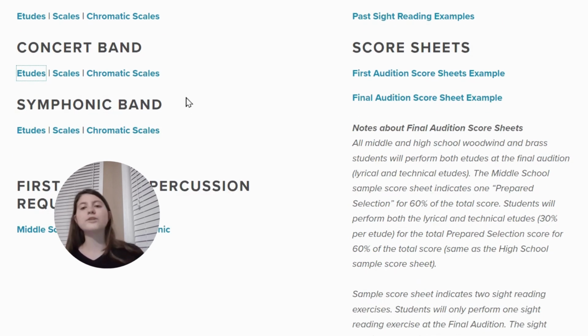One thing I also usually note is that you should probably look at your scale range, because different instruments and different auditions sometimes require differing scale ranges. So you probably need to check that. Anyway, once you have your music, you should probably start practicing it.